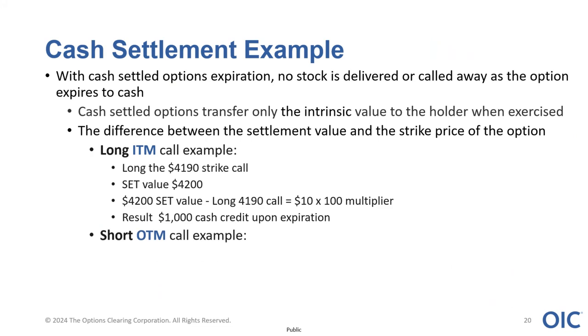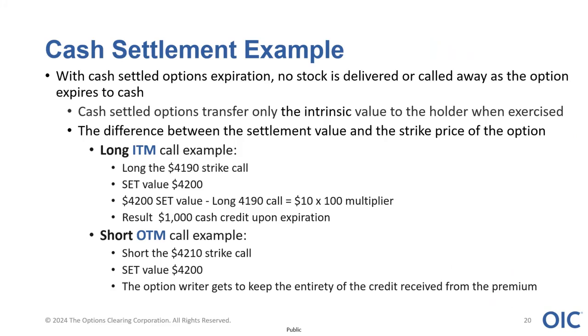Let's look at a short out of the money call example. If you're short the 4210 strike and that same cash print comes at 4200, the option writer, the person who sold that option, keeps the entirety of the credit, because guess why? That cash settled option goes out worth zero. It actually prints zero because the difference between the strike and the value does not yield any intrinsic premium. It has no intrinsic value, and thus it goes out.